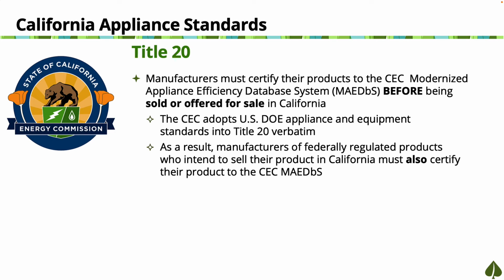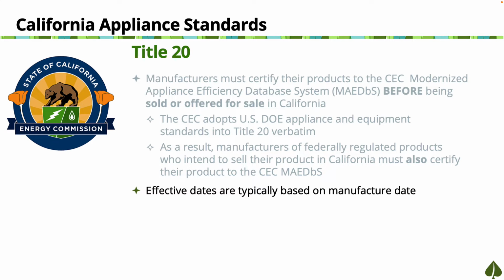Manufacturers with products that are regulated by Title 20 need to certify those products to the California Energy Commission Modernized Appliance Efficiency Database System, that's MAEDBS for short, before they can sell them in California. For appliances regulated by the DOE standards, Title 20 includes the federal regulations verbatim. So, if the product will be sold or offered for sale in California, it must be certified to the MAEDBS as well as the federal CCMS.